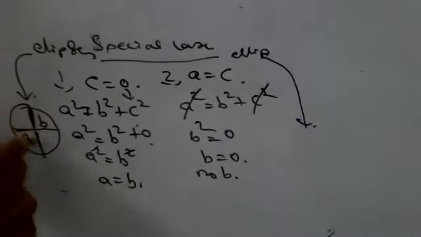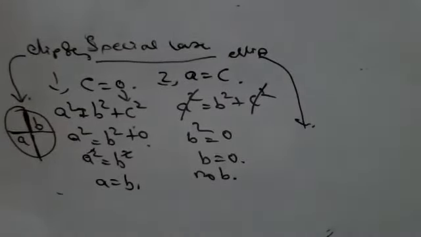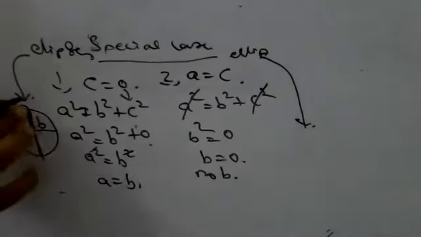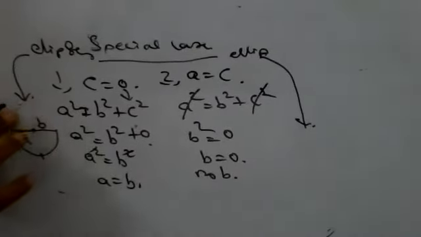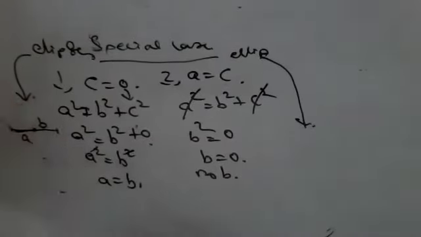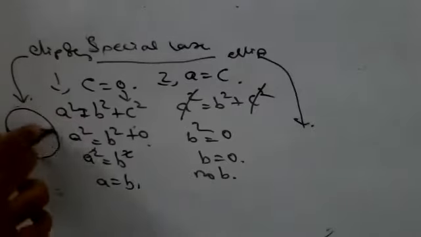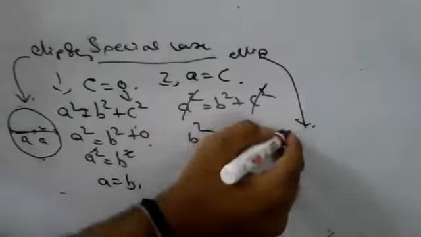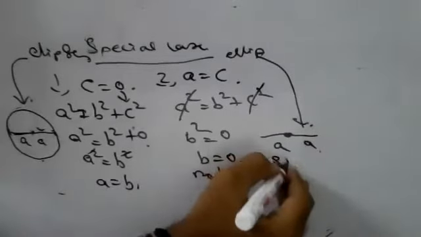This B is not there. Here and here, this B is not there. This line and this line is not there. Then what will it become? A straight line. It will become a straight line. Children, when B is not there, only A is there, then it will become a straight line.